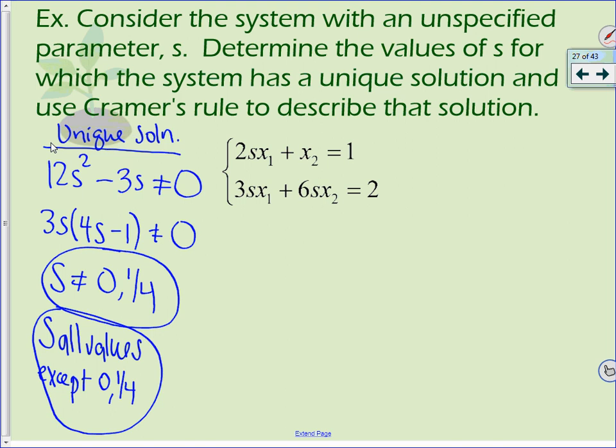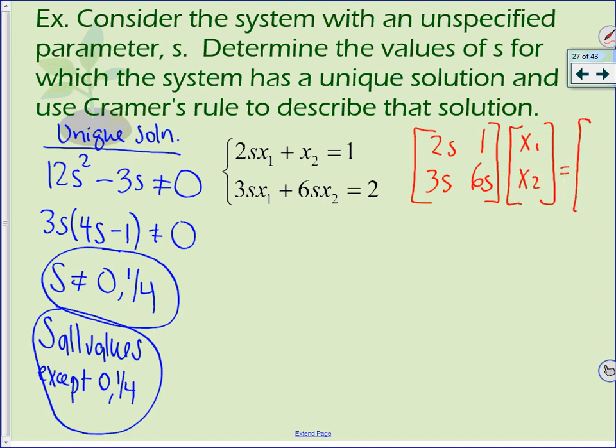Okay, so if we write this in terms of matrices, this is 2s, 1, 3s, 6s. Oh, okay. So the determinant of this cannot equal 0 if you have a unique solution.